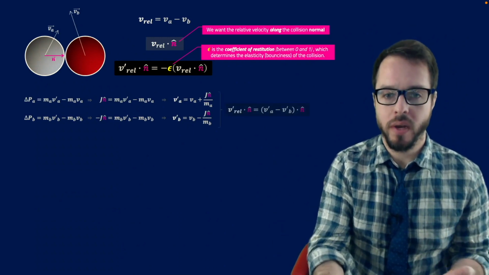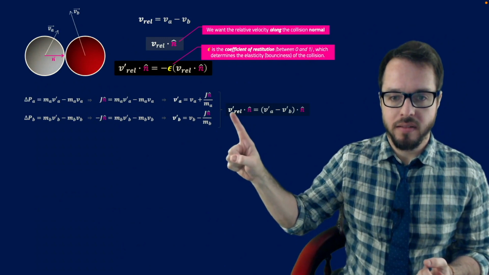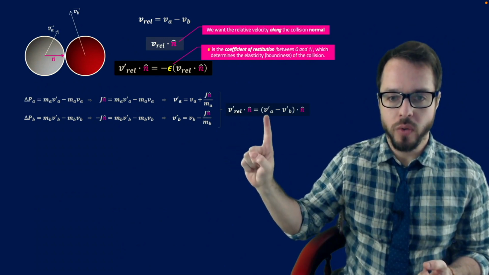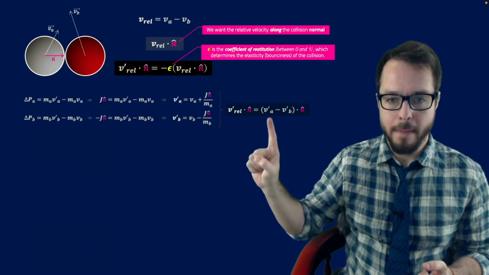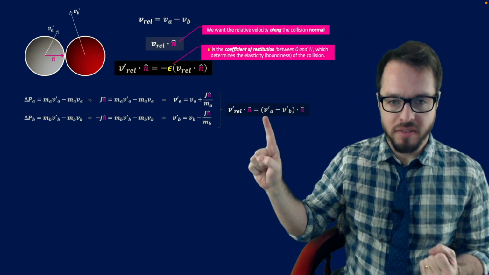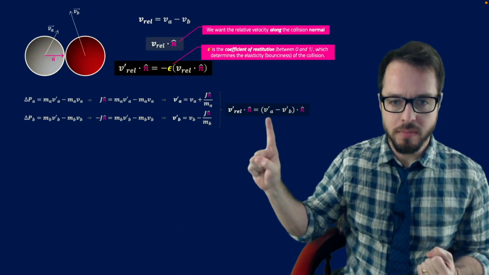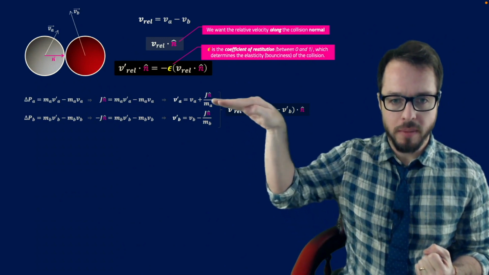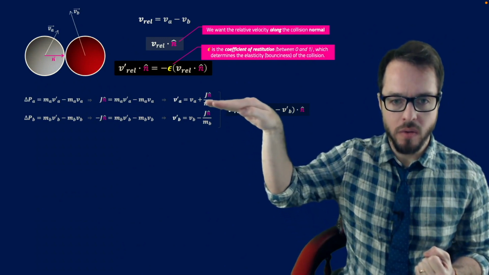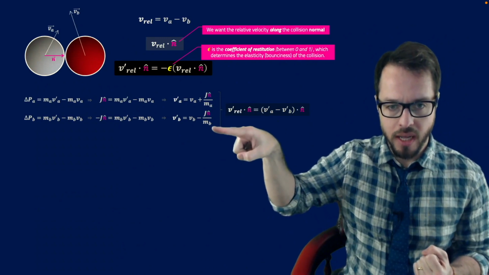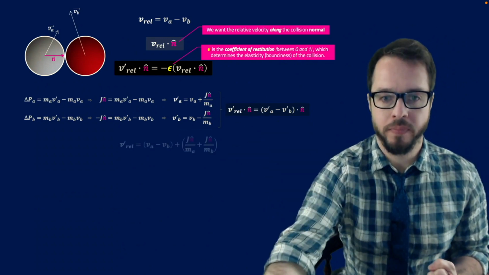What is that? Well, we know that the new relative velocity along the normal is equal to the new VA minus new VB along the normal. So relative velocity is the subtraction between velocity A and velocity B. So I am going to subtract VA new minus VB new. So I'm going to subtract these two things right here, and let's just go ahead and do that.